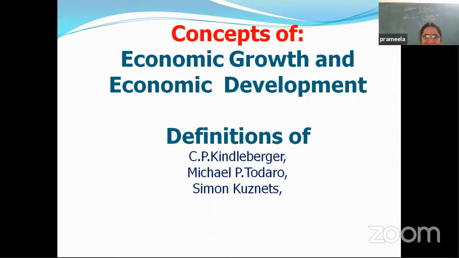Next, according to Michael P. Todaro, economic growth is a steady process by which the productive capacity of the economy is increased over time to bring about rising levels of national output and income. So economic growth is a steady process of increasing the productivity of the economy over a given time, bringing about rising levels of national output and income.